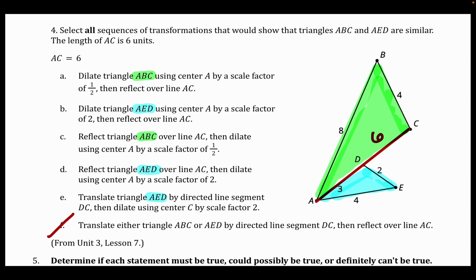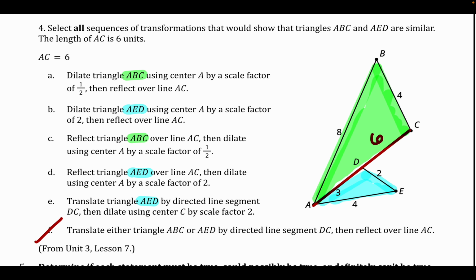Okay. So if I'm going from my green triangle to the blue one, I'm going to need a scale factor of 1/2. But if I'm applying my scale factor to the blue one to change it into the green one, my scale factor is going to be 2. So that might be something I'm looking out for here.